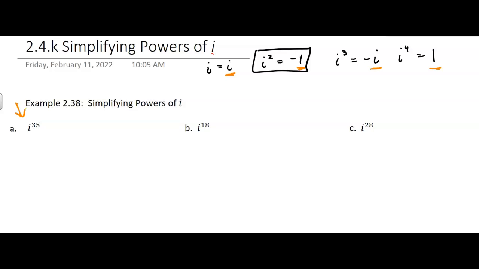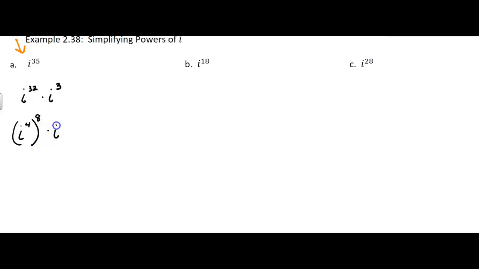So what we're going to do is think about i to the 35th as i to the 32nd times i cubed. Now, you could say, well, why did you pick 32 and 3? Why didn't you pick 30 and 5 or 29 and 6? I'll explain that part in the next example. But i to the 32 is divisible by 4. So how many times does 4 go into 32? 8.